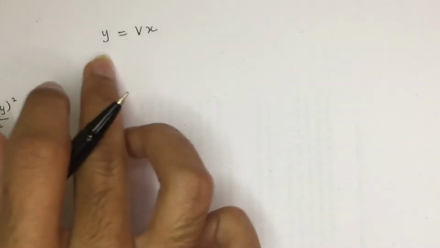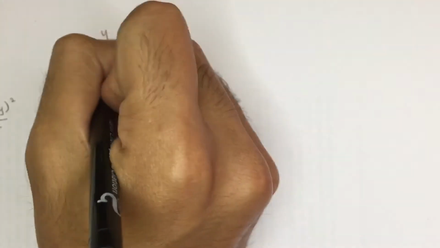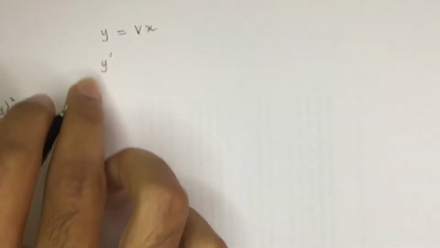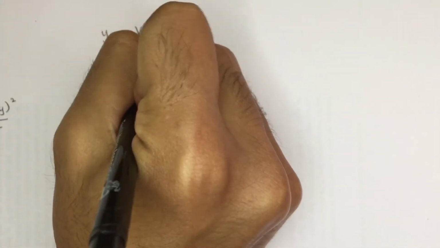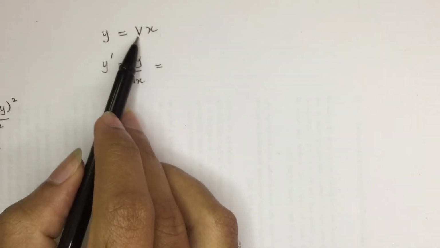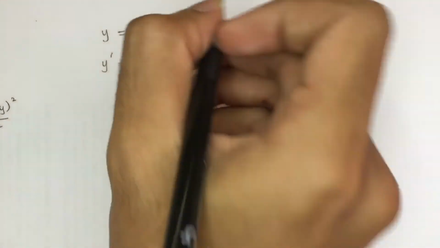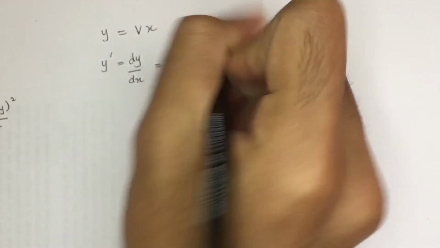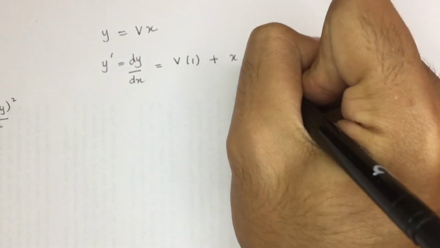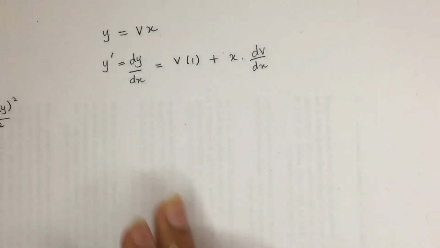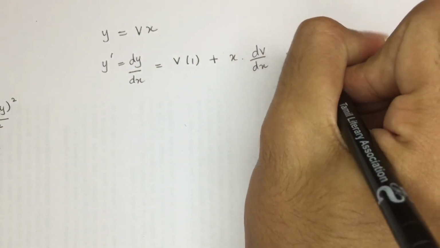After that, we can differentiate this once. If I differentiate, I get y prime, which is dy over dx. Dy by dx would be: take v on one side and differentiate x, dx over dx, which is 1, plus we take x and differentiate v, which gives dv over dx. Now we have found that. So this is the first equation. Now we have got one equation.